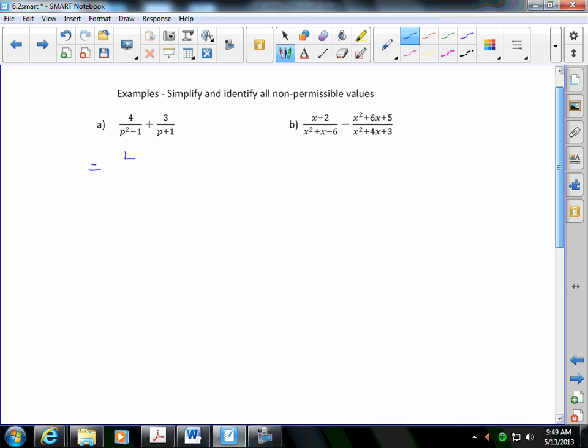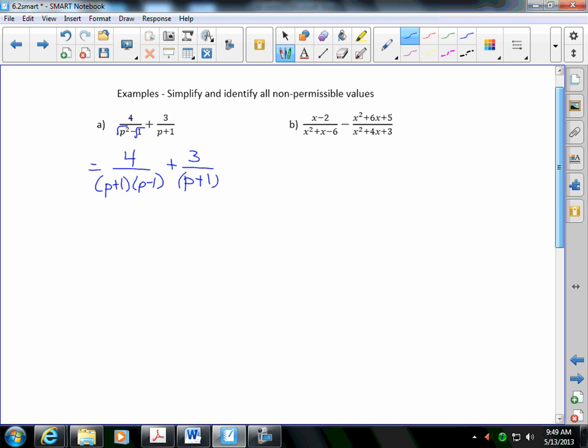The bottom one here, p squared minus 1. What is that if I factor it? Right. That is a difference of squares. I have a perfect square and a perfect square with a subtract in between, so that's a difference of squares. The second rational, it's just a p plus 1, so I can't do anything with it.